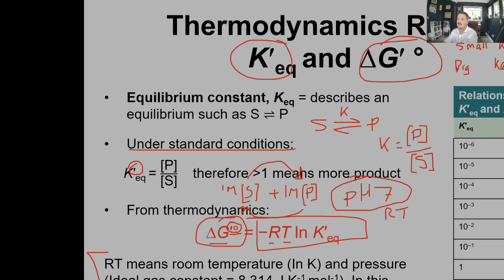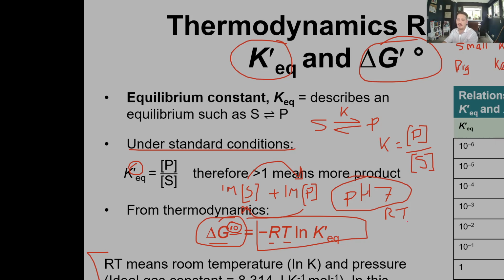And I'm going to change color. Let's try a blue. So this is the reverse reaction actually, and this is actually the forward reaction. So big KEQ means forward reaction. You're getting product. Small KEQ, lots of substrate. So that's the reverse reaction.